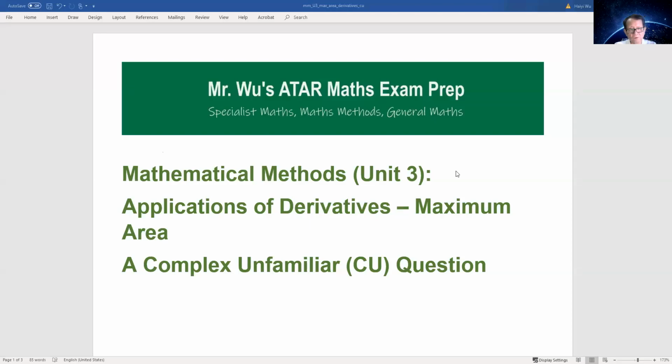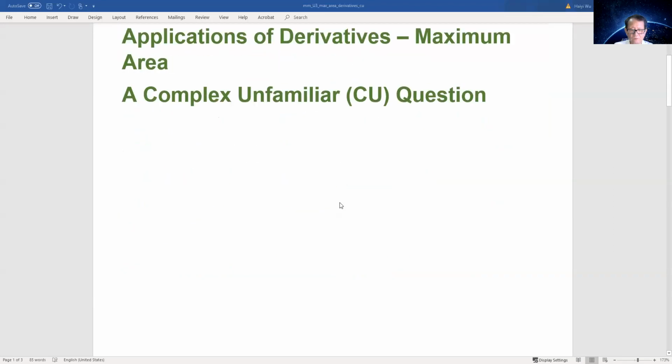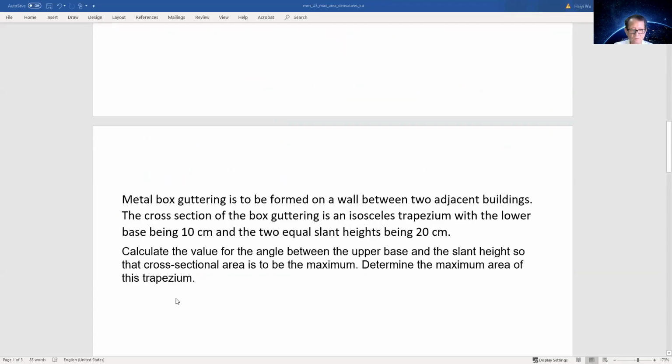Hello, today we are solving a maximum area question, which is a mathematical methods question. Also it is a complex familiar question. We know maximum area is something to do with the applications of derivatives. So let's have a look at the question. This is a very useful real life application question.